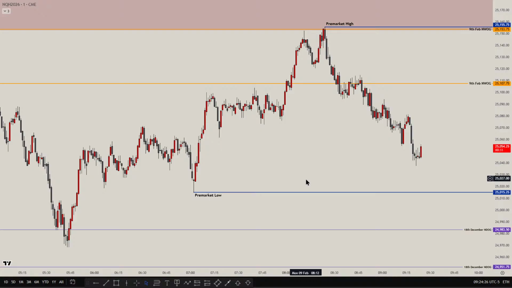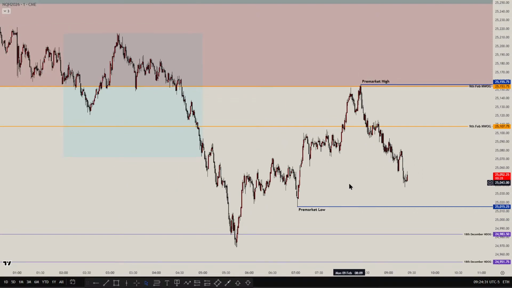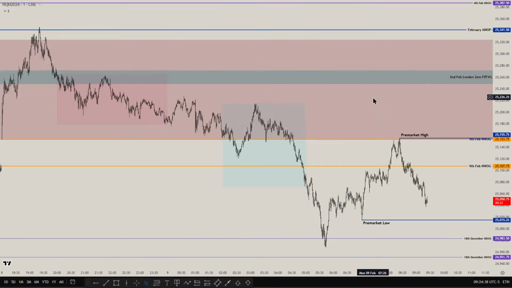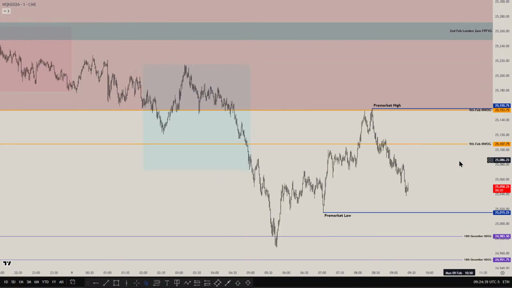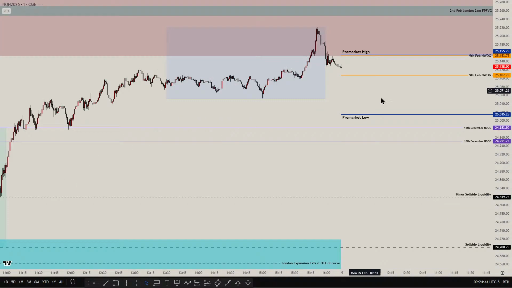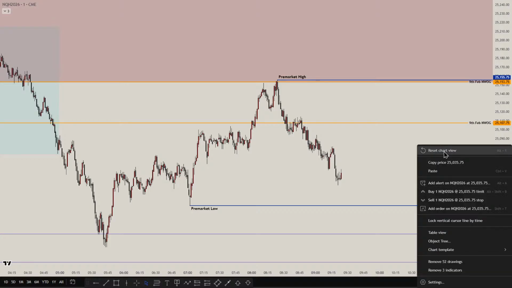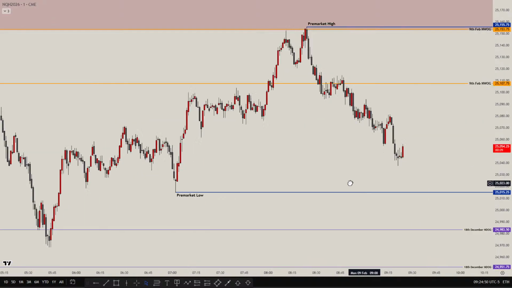Okay, we have to wait for the 9:30 open. We could potentially see a Black Belt today if we take out the pre-market low. I don't mind it trading as far as this low and then reversing. If we take out the pre-market high, I don't mind it trading as far as the London high and then reversing for a Black Belt. It'd be a nice opening range gap today.